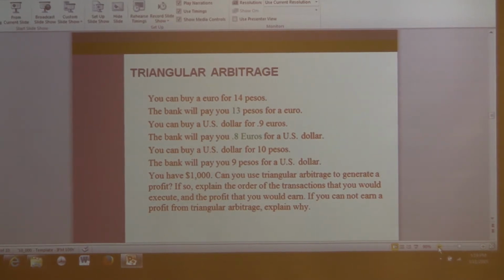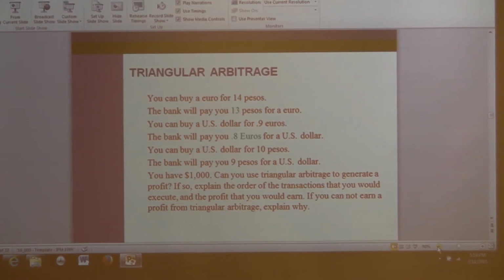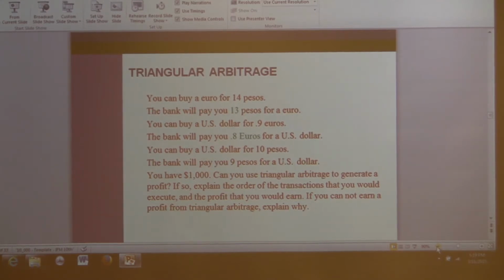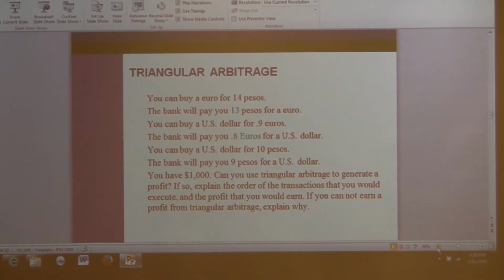So if you look at the euro to peso, okay, so the ask price is 14, the bid price is 13. So let's say we take the middle of that, that would be 13.5, yeah?